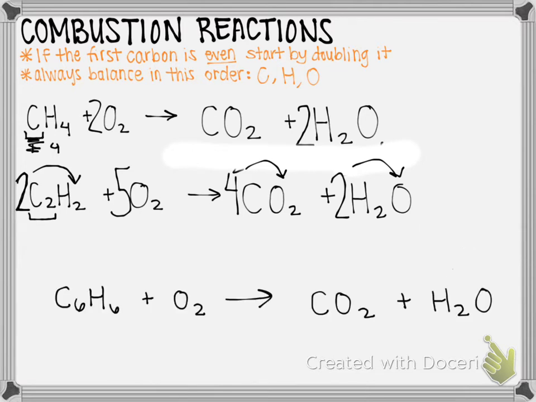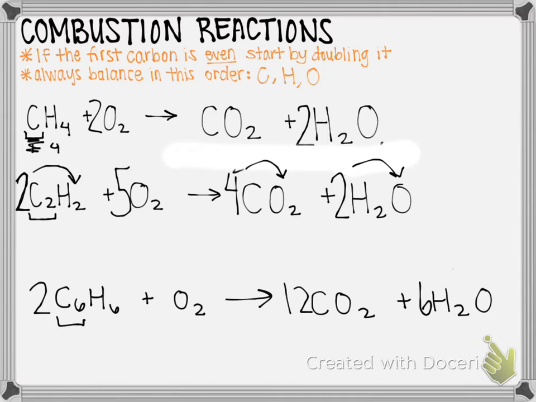One more example of an even numbered carbon one is what I just drew on the bottom. So C6, that's an even number of carbons, so you start by doubling it. Then we can balance in the order of CHO. So 2 times 6 is 12. So you need 12 carbon. H is next. 2 times 6 is 12. So you need 12 hydrogen.